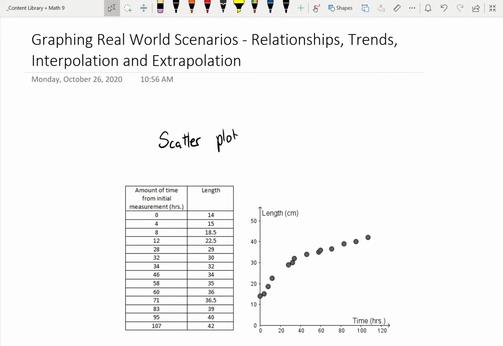Oftentimes when we are looking at things in the real world, we want to compare two things. This might be connected to our pattern number and how many blocks we were counting, but with a real world context. For example, this person is measuring time versus length. Maybe they're growing some vegetables in a garden, and they want to see how many hours have to go by for something to grow a certain size. So they've made a bunch of measurements and they've plotted them out.